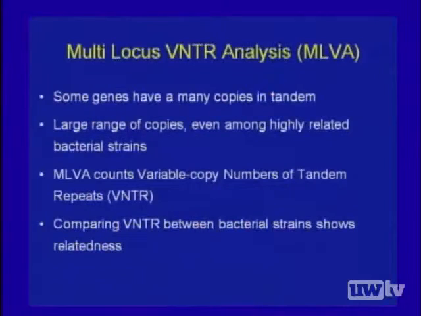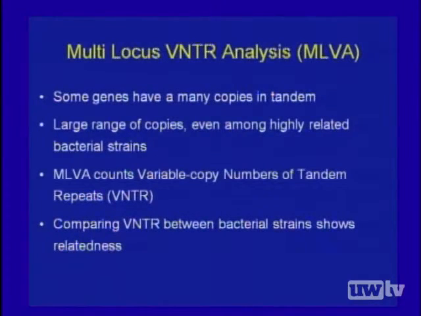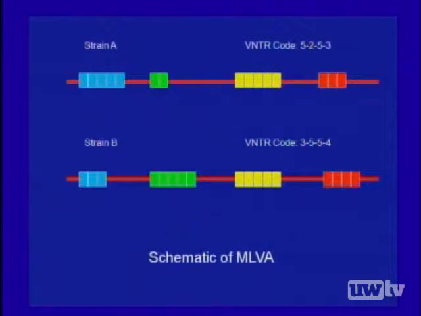Multilocus variable copy numbers of tandem repeats, or MLVA. Some genes have multiple copies that sit in tandem within a genome. And within a particular species, there could be a large number of copies, a large range of copies, even among highly related bacterial strains. What MLVA does is it actually counts these number of tandem repeats, and then it compares the number of tandem repeats between different bacterial strains.